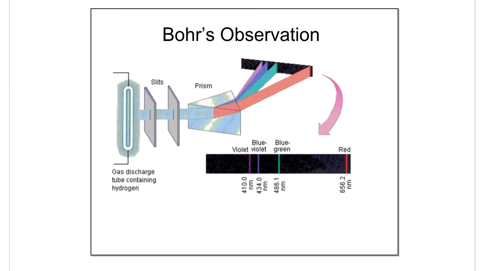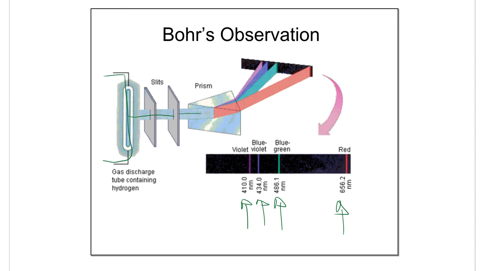So as you can see in the diagram here, Bohr ran a current of electricity through some hydrogen gas, and then the light that was emitted was sent through two slits and then through a prism, which split the light into its component parts. Bohr observed that hydrogen gas emitted light at a purple, a blue-violet, a blue-green, and a red wavelength.